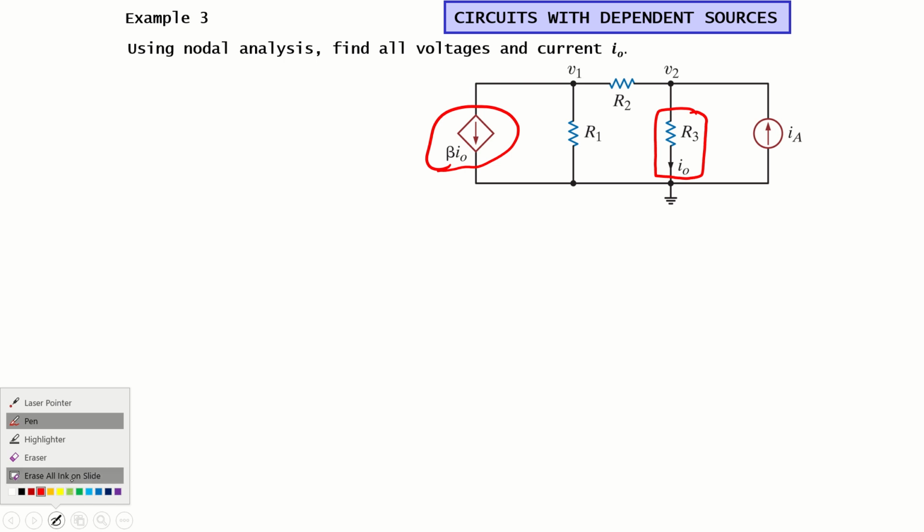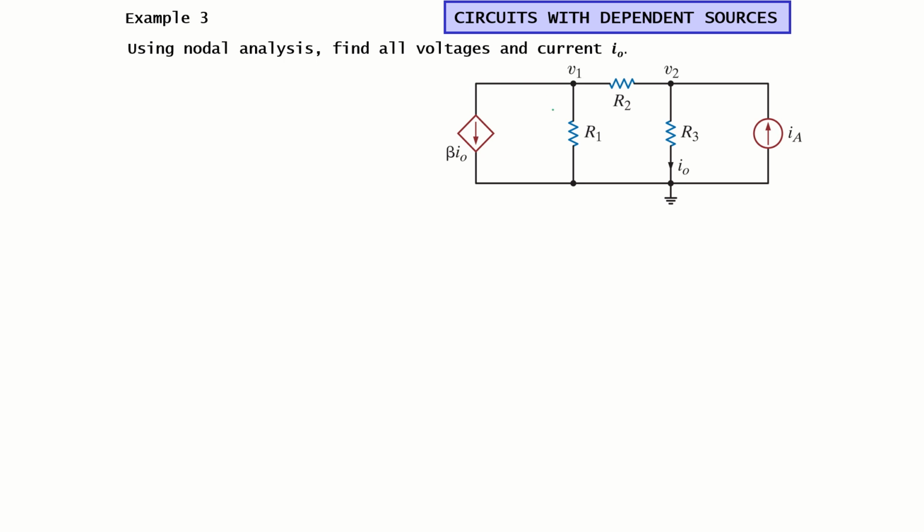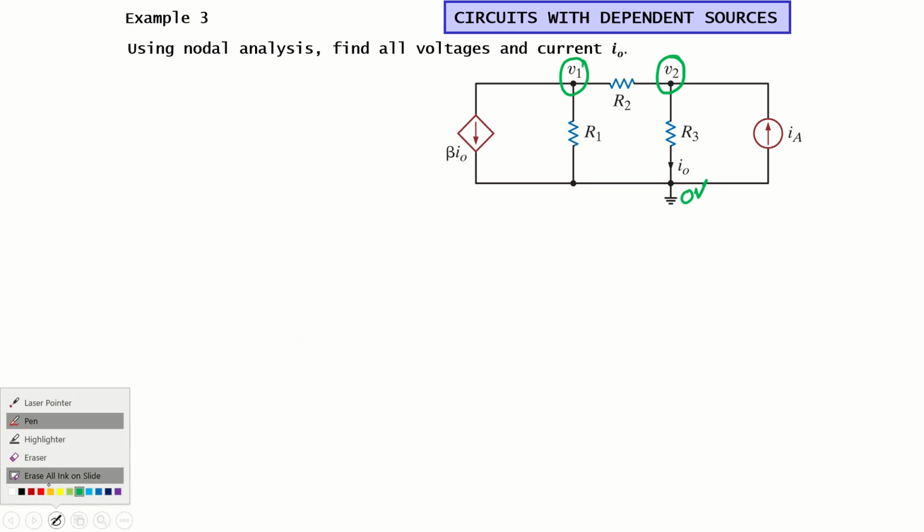As we need to write the nodal analysis equations, we will determine the number of nodes. We have two nodes here, which are labeled as V1 and V2, and the third is ground, which will be labeled as the reference node, or 0 volts. So let's try to write the equations for this circuit. We will write the equations in the same fashion as we typically do for a simple circuit.